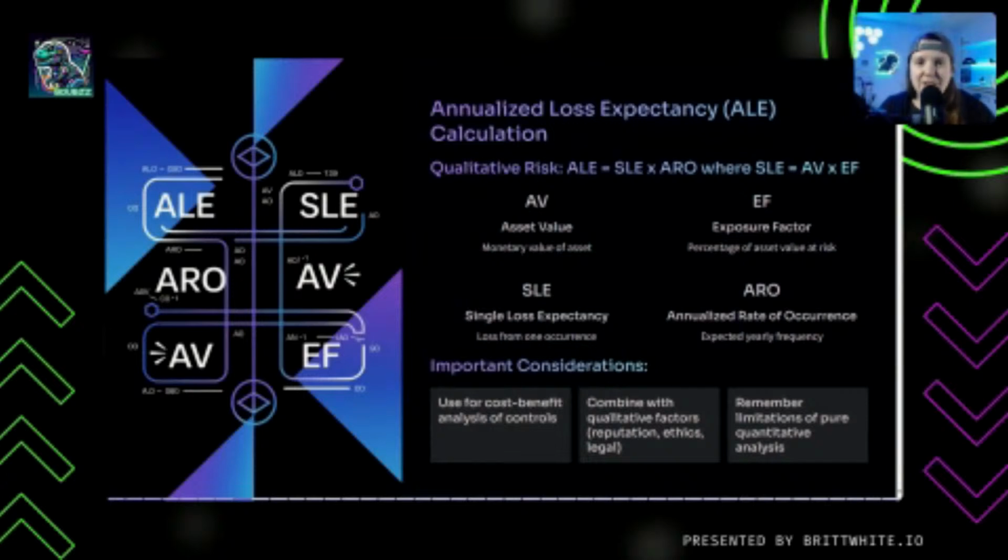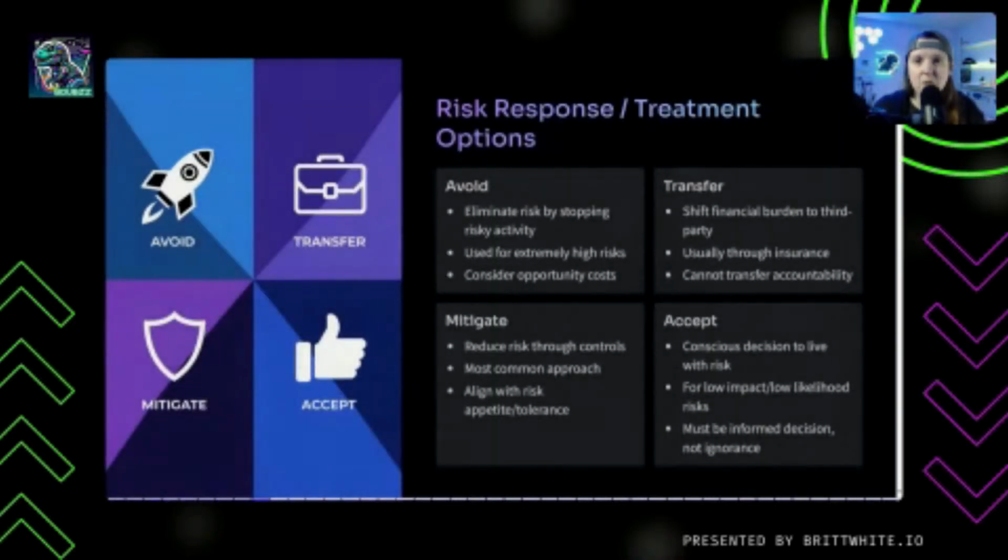So we've identified and analyzed risks. Now, what are our risk response and treatment options? We have 4 options here. We can avoid, transfer, mitigate, or accept. By avoiding, we can eliminate the risk altogether by stopping the risky activity or choosing a less risky alternative. If using a certain cloud service presents unacceptable security risk, simply avoid using that service.